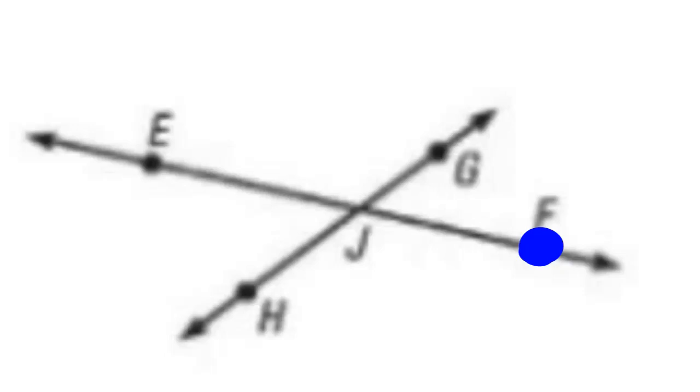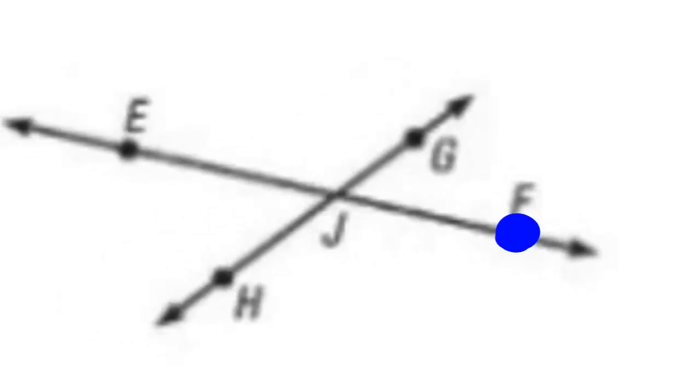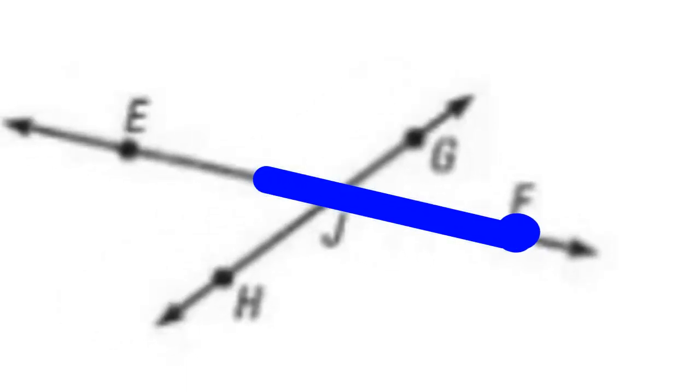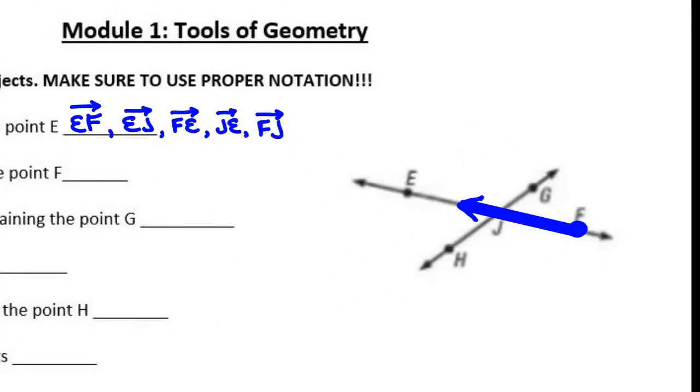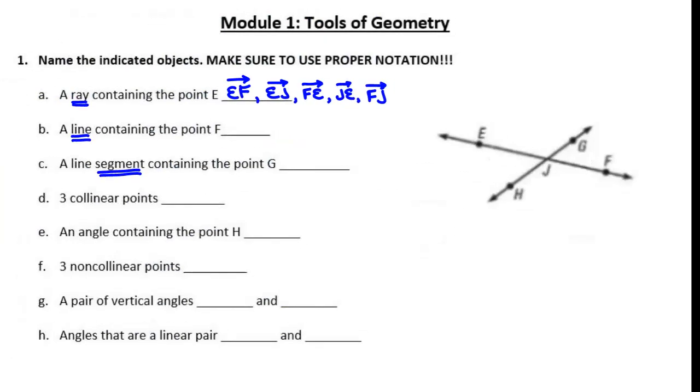And then a ray goes forever in one direction. So if it's heading this way, it is eventually going to intersect with point E. So all of those work as rays that contain the point E. One of your safest bets on a problem like that is to name a ray where you're actually using the letter for the point that they're asking you to use there. As long as your ray name has that letter in it, it's going to contain that point.